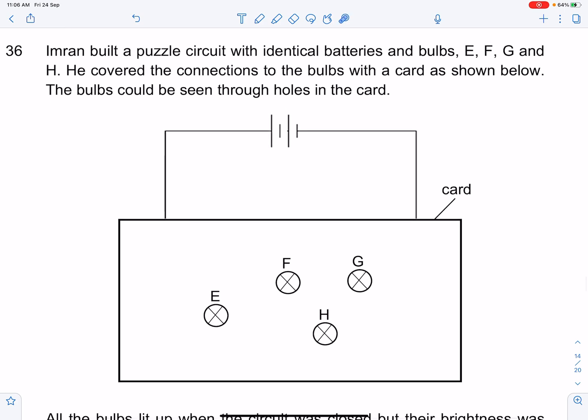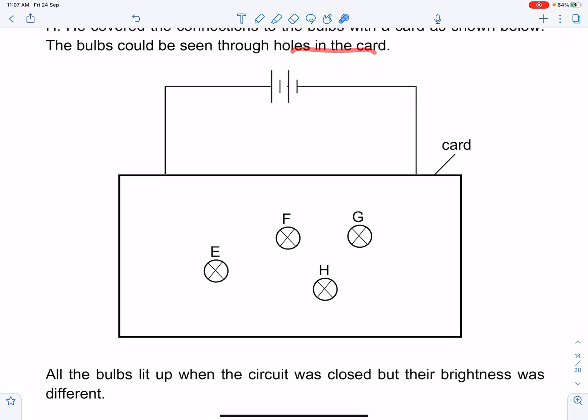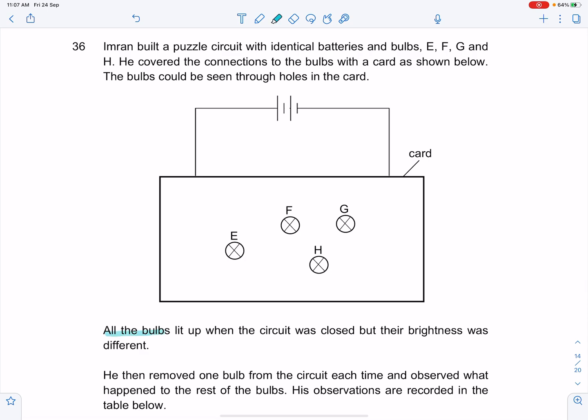Next, Imran built a puzzle circuit with identical battery bulbs E, F, G, and H. He covered the connections to the bulbs with a card as shown below. The bulbs could be seen through the holes in the card. All the bulbs lit up when the circuit was closed, but their brightness was different. So this tells me there are two different kinds of arrangement here, parallel and series. This will already hint at different arrangements of bulbs.